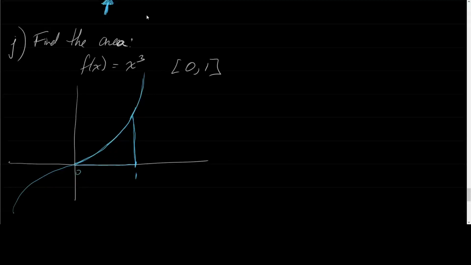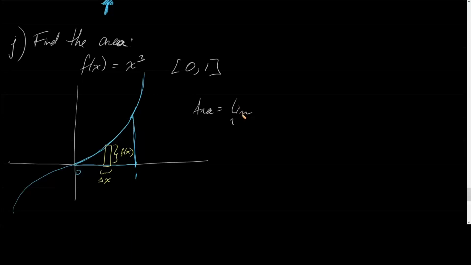And how are we going to do it? Well, let's look at a representative rectangle, because that's what we're going to be adding over and over again. Our width here is delta x. Our height, in general, is just f of x. So our area is going to be equal to the limit as n goes to infinity, because we want infinitely many rectangles, of the summation from i equals 1 to n of f of x delta x.